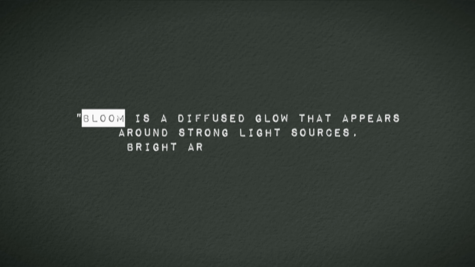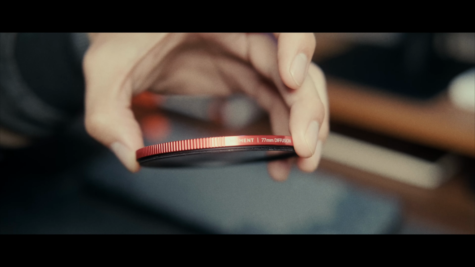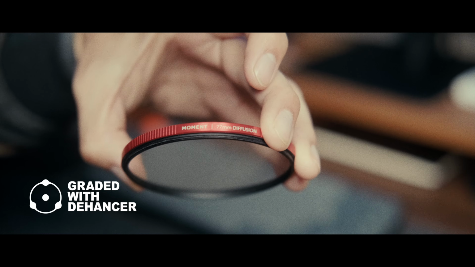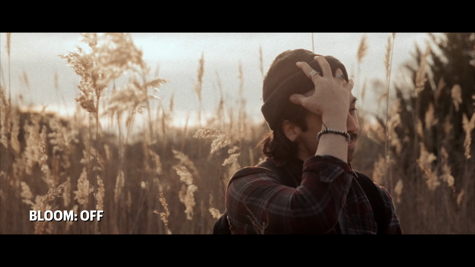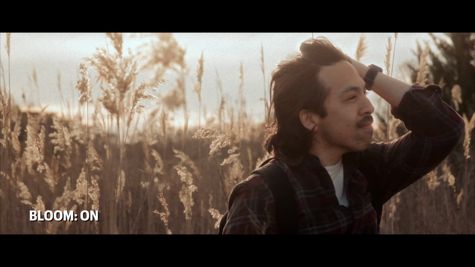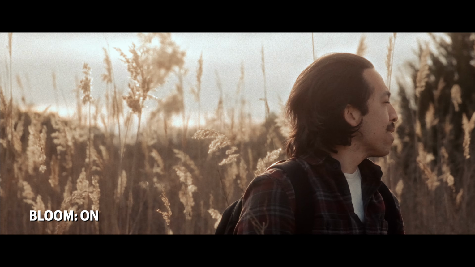Now, halation typically goes hand in hand with another effect called bloom. Bloom is a diffused glow that appears around strong light sources, bright areas of the image, and along high contrast edges. It is possible to achieve a similar effect using Black Pro-Mist filters, Glimmerglass, Moment's Cinebloom filter, all of which are popular choices amongst videographers, filmmakers, and just video people like myself. In this clip, I used a 10% Cinebloom filter, but having the option to add bloom and adjust its strength only further enhanced the look I was after when I filmed it, which can be quite pleasing when you get it just right.